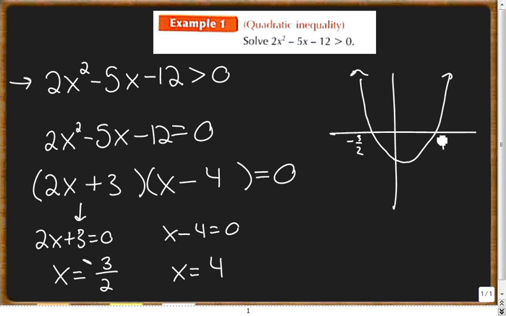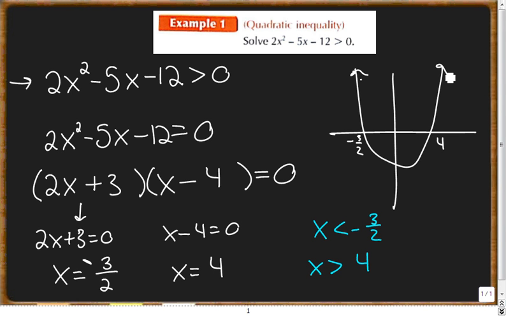And so before it gets to this point, so imagine my graph, I'm kind of coming down with it and coming back up. Before it gets to negative 3 halves as an x, so when x is less than negative 3 halves, it's going to be positive. And then when x is greater than 4, which is after 4, it's positive again, that also gives me a solution set. So both of these answers together are going to answer my initial question.